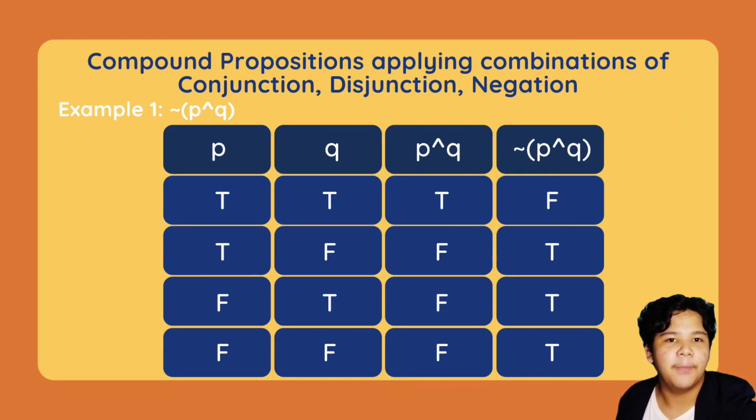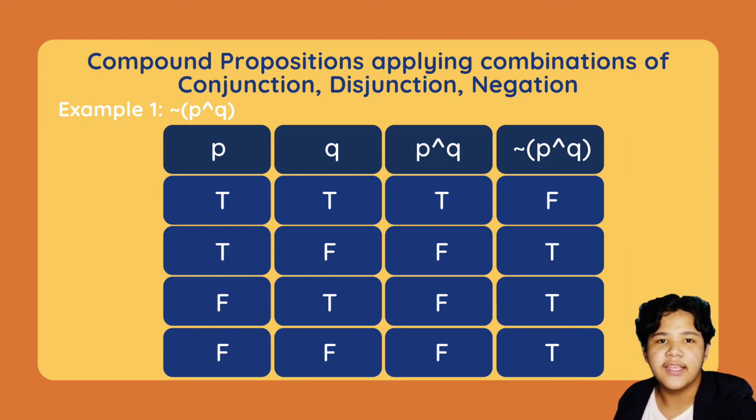Compound propositions applying combinations of conjunction, disjunction, and negation. Now, let's apply what we have learned so far with example 1. Construct a truth table for not (P and Q). To construct a truth table with two propositions, start by putting two trues and two falses respectively on P, and alternate true and false on Q. Then it all depends on the given proposition, in this case, not (P and Q).